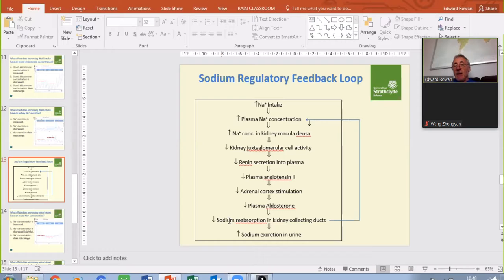decrease in the amount of sodium being reabsorbed in the kidney collecting ducts, and that results in an increase in the sodium being excreted in the urine. So the sodium is not reabsorbed, so that it escapes, and as a consequence of more sodium being excreted, you end up with a decrease in the plasma sodium concentration, and then that results in a reversal of this particular flow chart to get the sodium concentration to a particular set point.